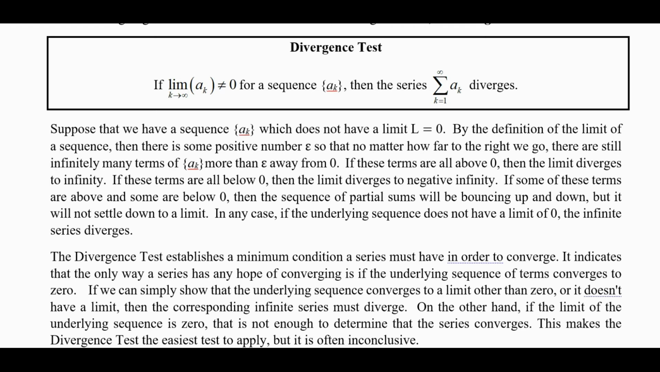On the other hand, if the limit of the underlying sequence is 0, that's not enough to determine that the series converges. It might still converge, but it might diverge. This makes the divergence test the easiest to apply, but it's often inconclusive.